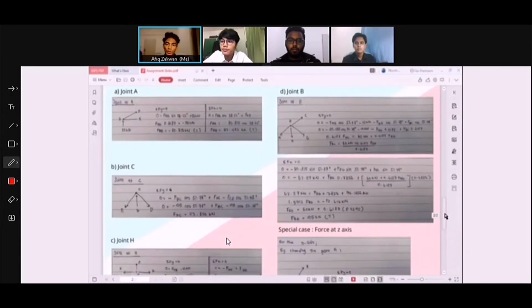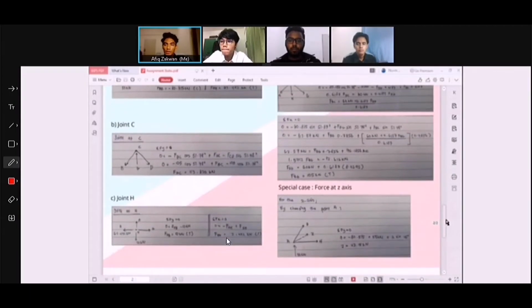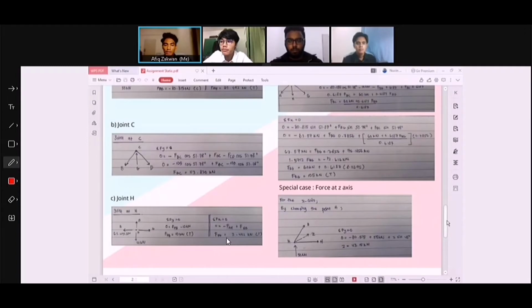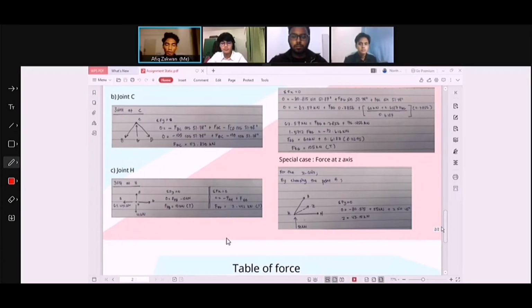So the last one is the special case, which is the additional calculation for the force at the Z-axis. We have chosen joint A, which consists of AB, AH, and the direction at A. So we use the summation of Fy to determine the force Z. So that's all for the calculation. We move to the next part.